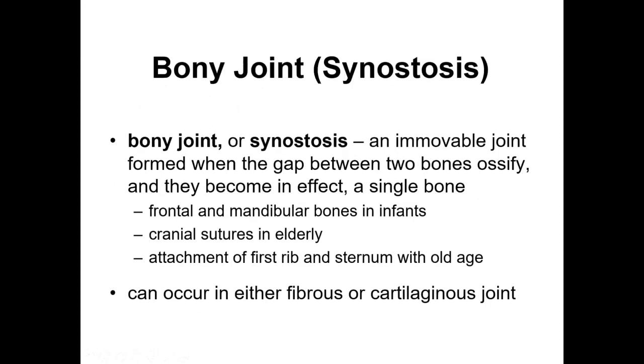Okay, so a bony joint is an immovable joint formed when the gap between two bones ossifies, and they become in effect a single bone. We see this in the frontal and mandibular bones in infants. We see it in the cranial sutures in the elderly. And we see it in the attachment of the first rib and sternum in older people as well. It can occur in either a fibrous or a cartilaginous joint.